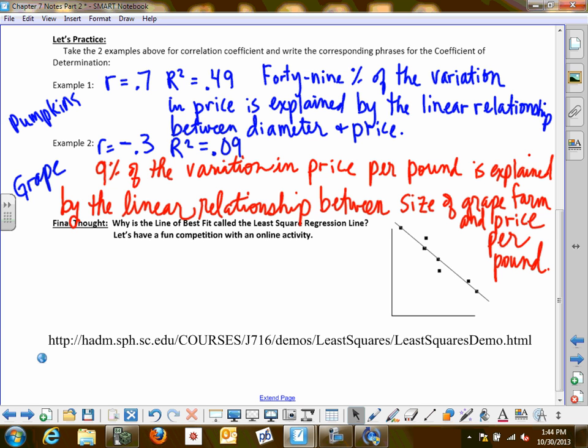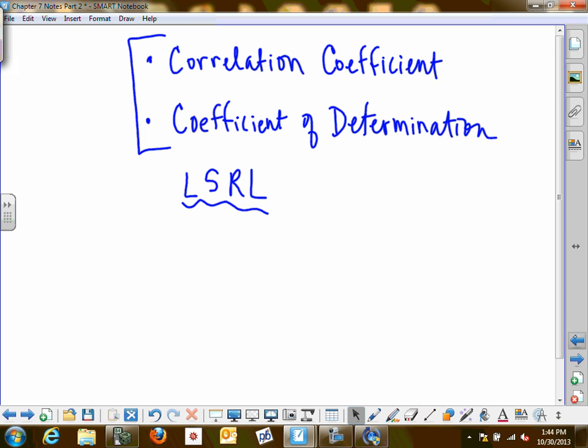All right. So again, the last two things that we have just done is make sure that we can know the difference between our correlation coefficient and our coefficient of determination, what those things mean, how they are written, the phrase, what those are describing. We have one last thing. We want to talk about why the least squares regression line is called the least squares regression line. Okay, so let's take a look at this picture.